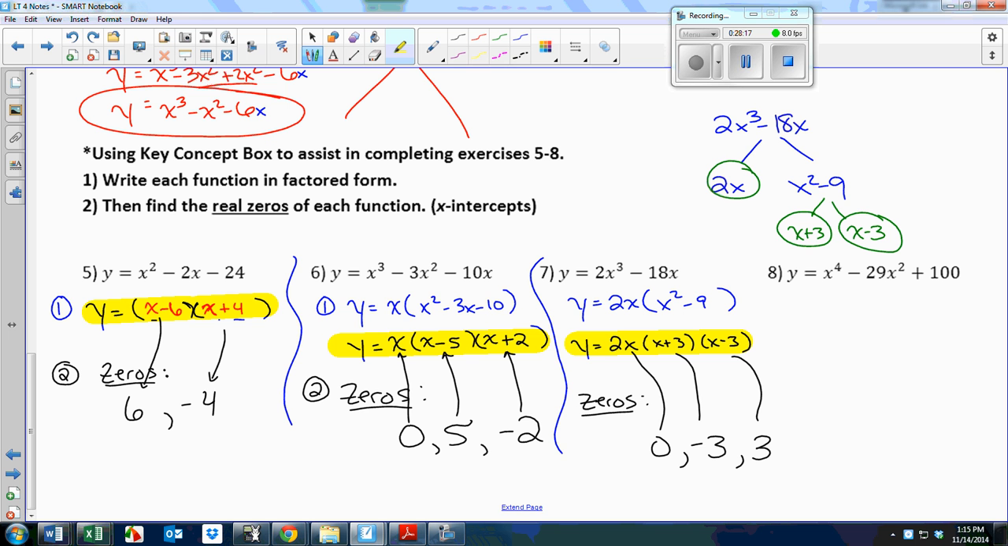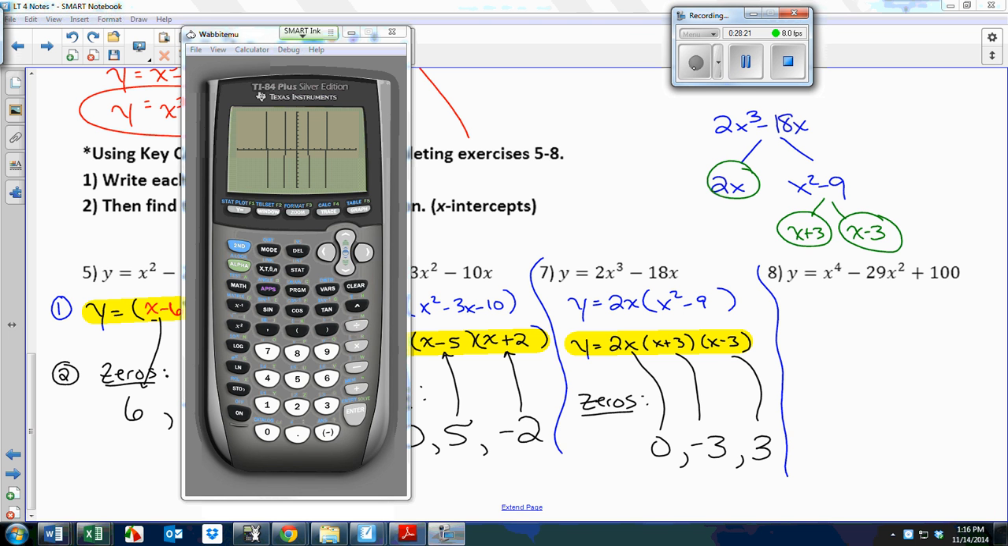I do want you to cheat number 8, and I'll pause it while I graph it. All right, and there's the graph on the standard 10 by 10 window. Where does it look like it crosses the x-axis? Yeah, negative 5, negative 2, 2 and 5. So that means you're going to have these factors, x plus 5, x plus 2, x minus 2, x minus 5. All right, but now how do you get there with the actual factoring technique?